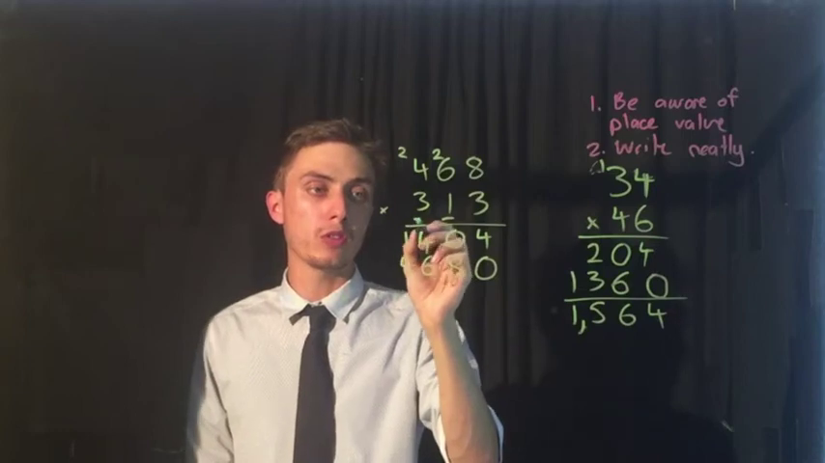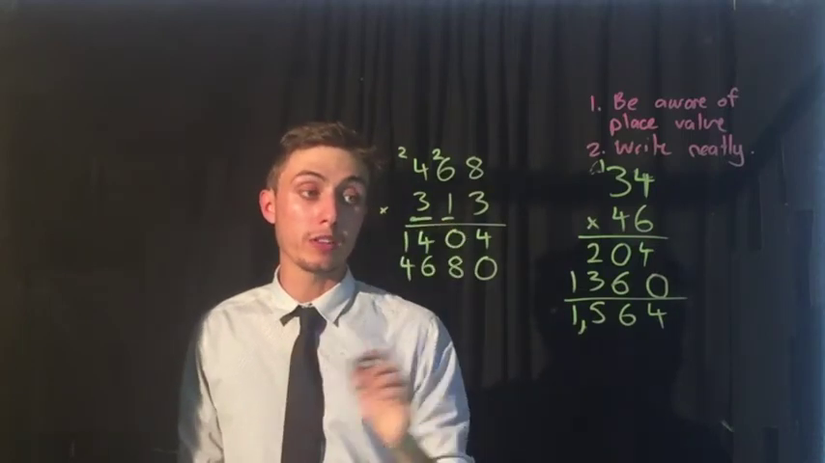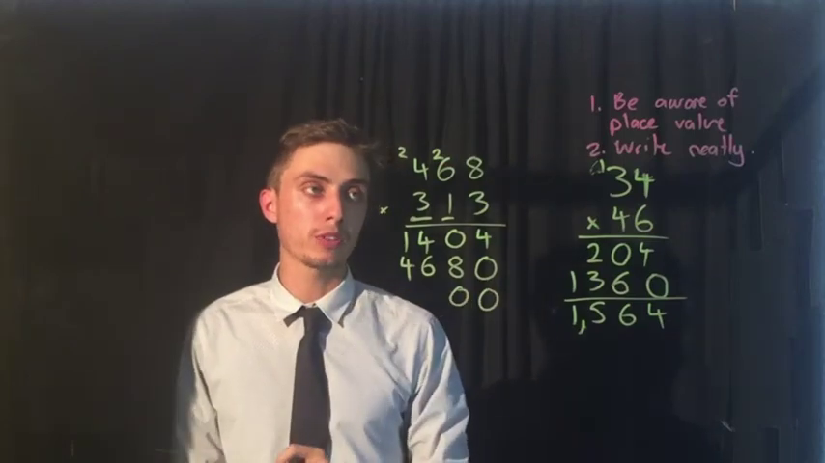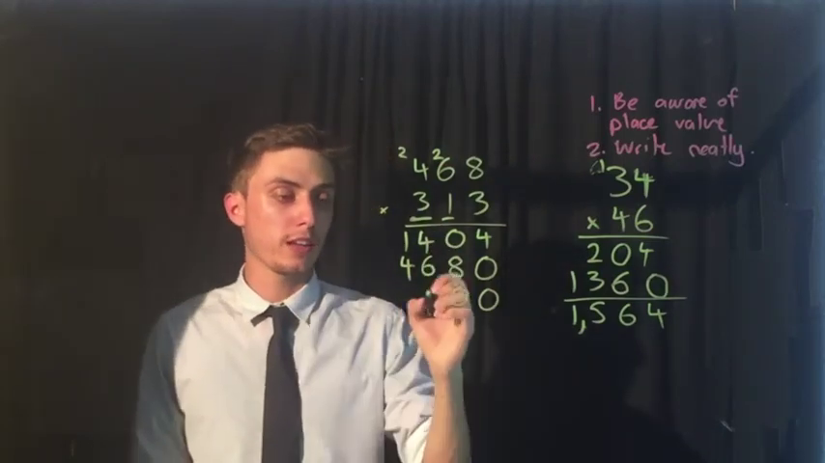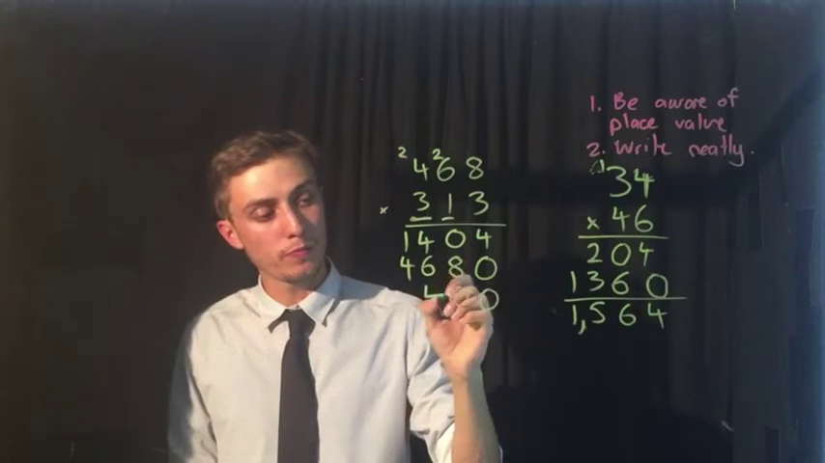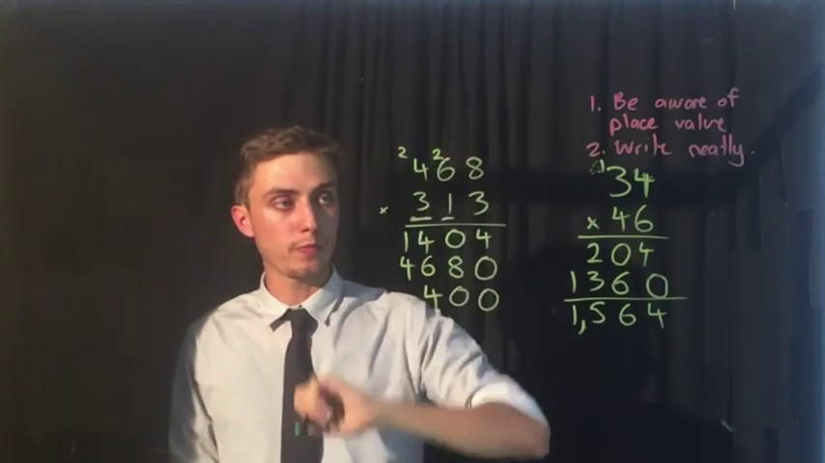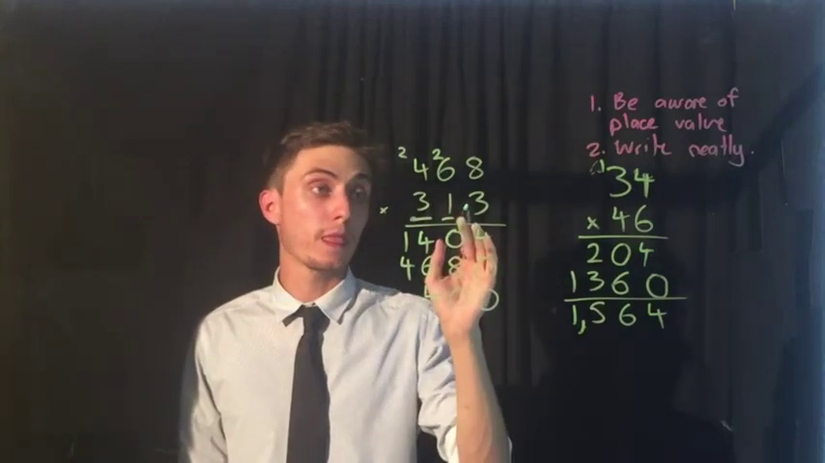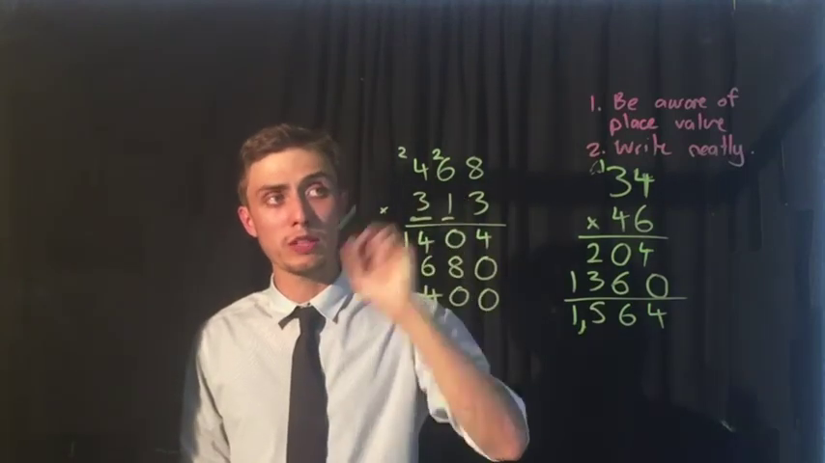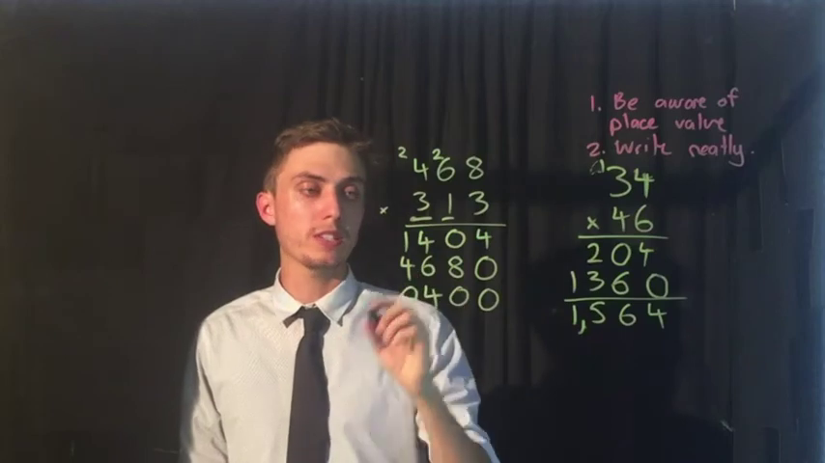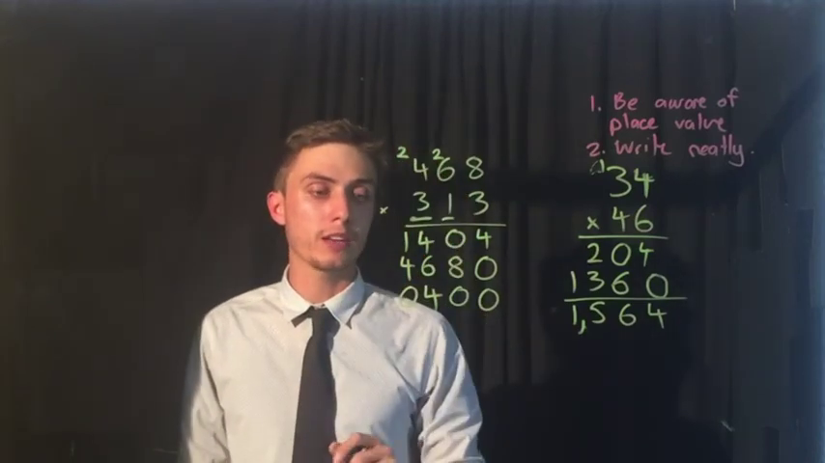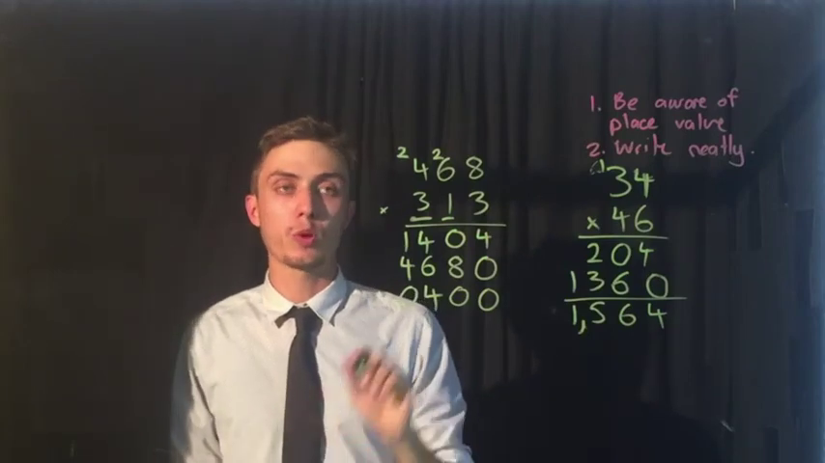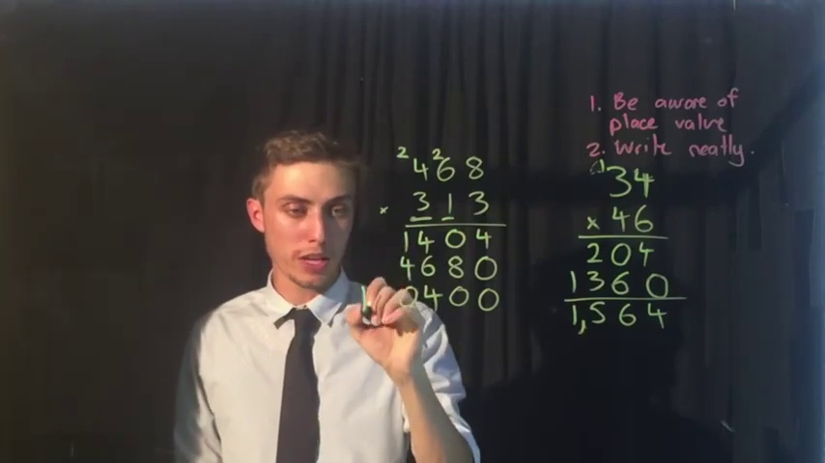Now we move on to the hundreds column. So we need to have made sure we add 2 zeros now before we start. 3 times 8 gives us 24. And we carry over our 2. 3 times 6 gives us 18. Plus 2 gives us 20. And we carry over our 2 again. Now 3 times 4 gives us the answer of 12. Add on our 2, we have 14.